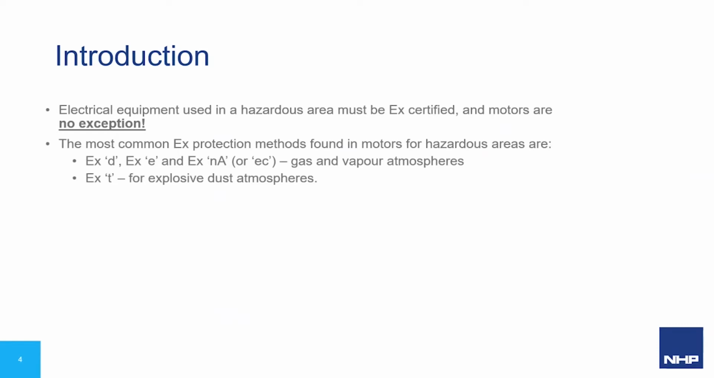The most common EX protection methods found for motors for use in hazardous areas are EXD, E, and N for when the motor is being used in an explosive gas and vapor atmosphere. And there's also EXT for when the motor is being used in an explosive dust atmosphere.